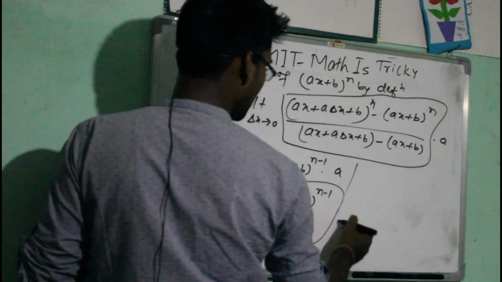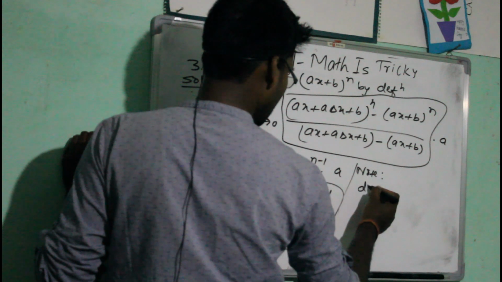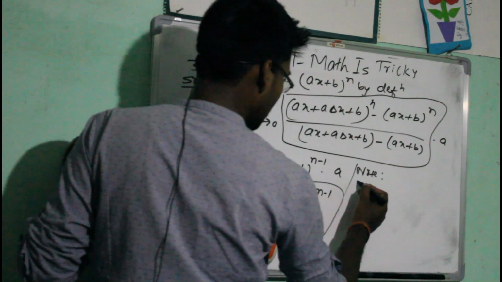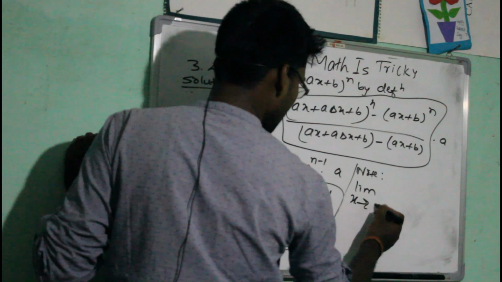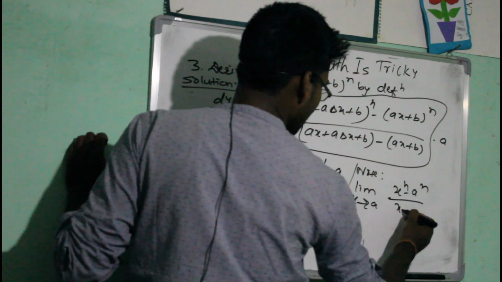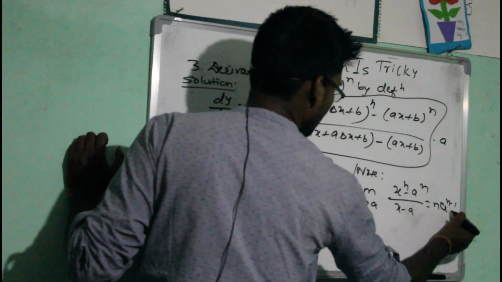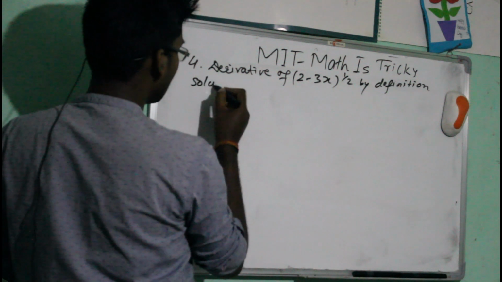So what I have done, I have used the formula of limit, that is limit x tends to a of (x power n minus a power n) by (x minus a) equals n a power n minus 1. This is the formula. Thank you so much. Okay, we understood this one.